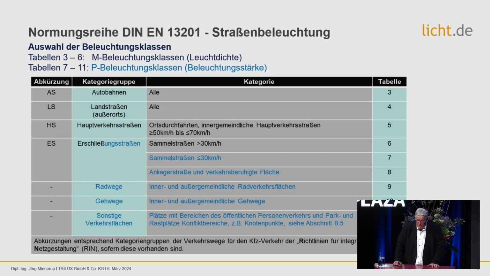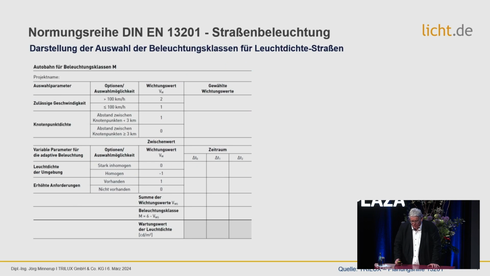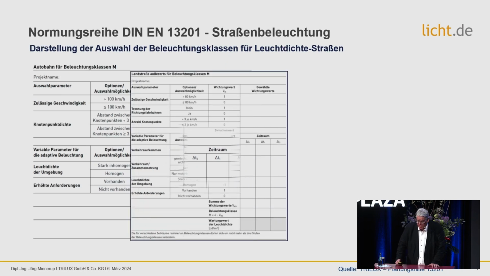What is part of the standard? It is this table that you can see here. So this includes a table on how to select the lighting classes. The first 3 ones in black are based on the intensity of lighting. And the first 3 on the luminance, on the brightness, on the light density.